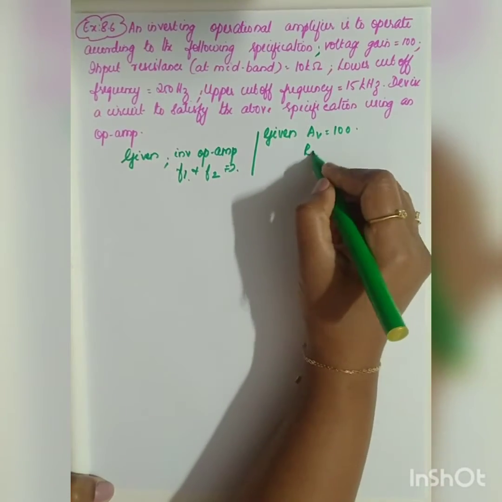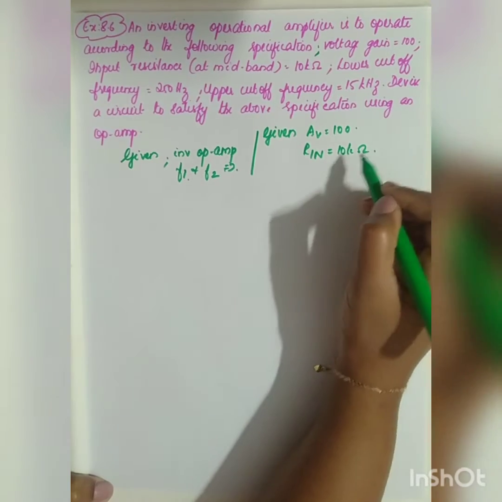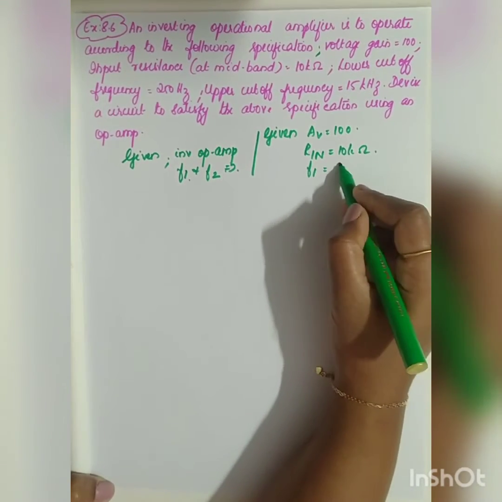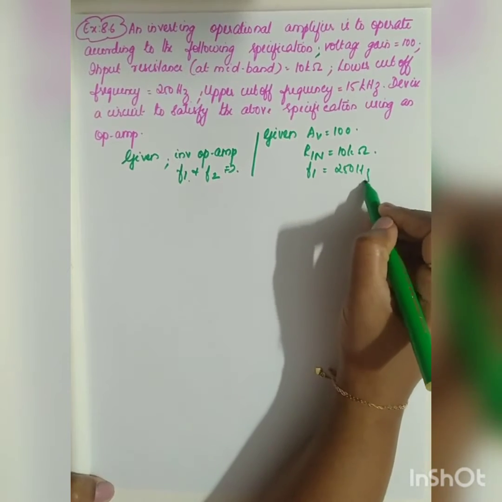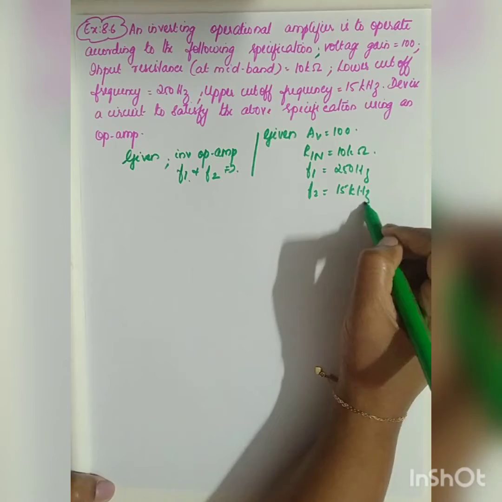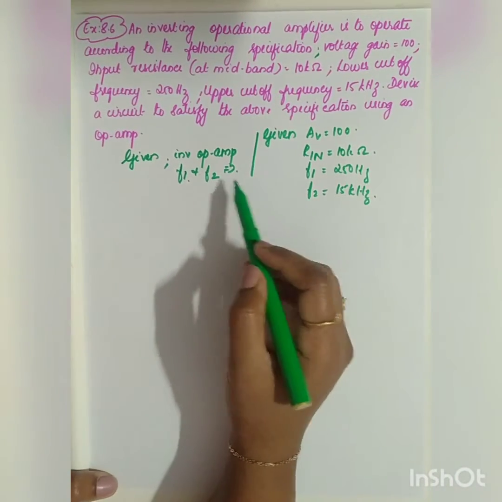Input resistance Rin is equal to, what is the value? 10 kilo ohm. Then lower cutoff frequency, if I take this as F1, is equal to 250 Hertz. Upper cutoff frequency F2 is equal to 15 kilohertz. Devise a circuit to satisfy the above specification using an op-amp.